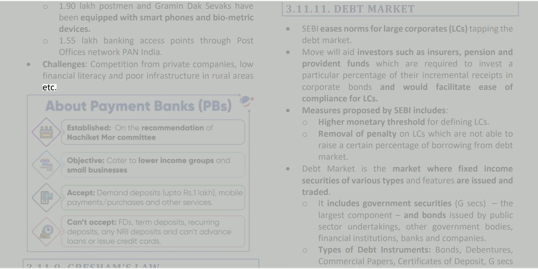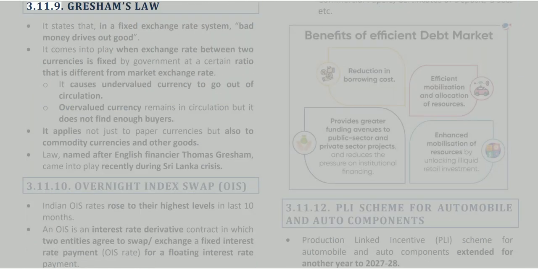3rd November: Gresham's Law. It states that, in a fixed exchange rate system, bad money drives out good. It comes into play when the exchange rate between two currencies is fixed by the government at a certain ratio that is different from the market exchange rate. It causes the undervalued currency to go out of circulation. The overvalued currency remains in circulation but does not find enough buyers. It applies not just to paper currencies but also to commodity currencies and other goods. The law, named after English financier Thomas Gresham, came into play recently during the Sri Lanka crisis.